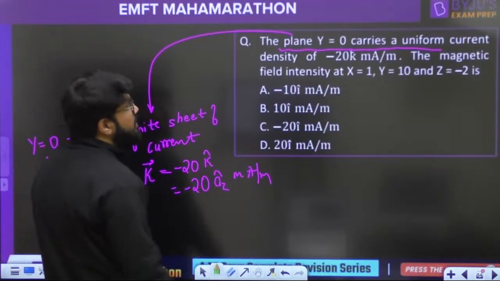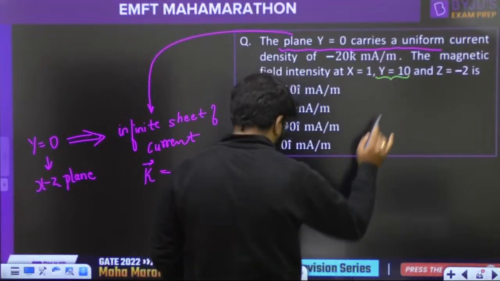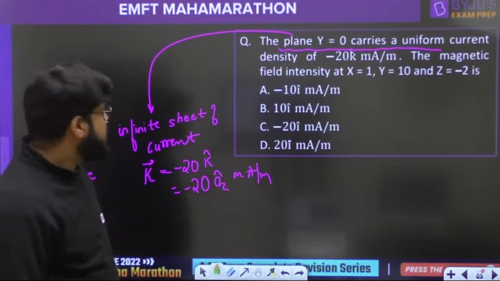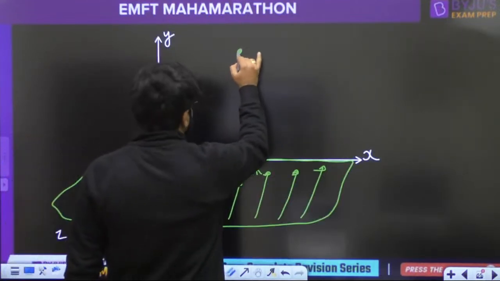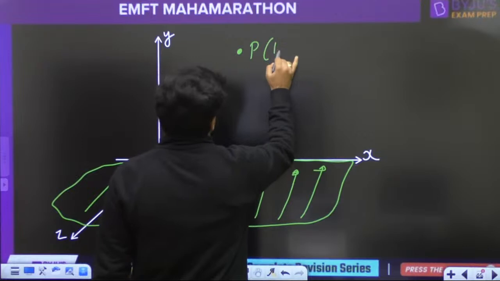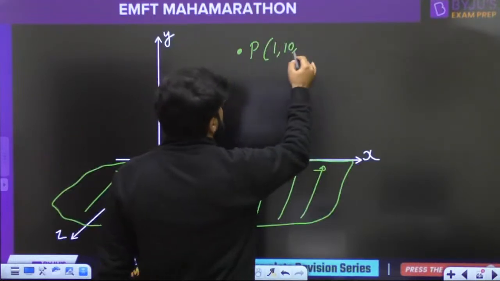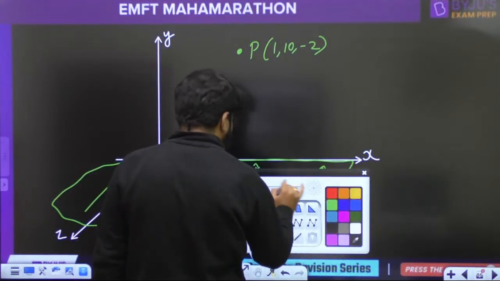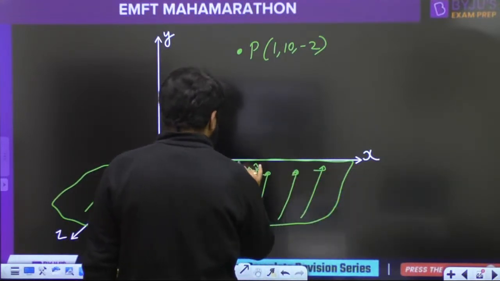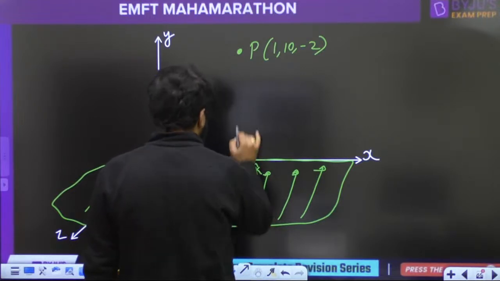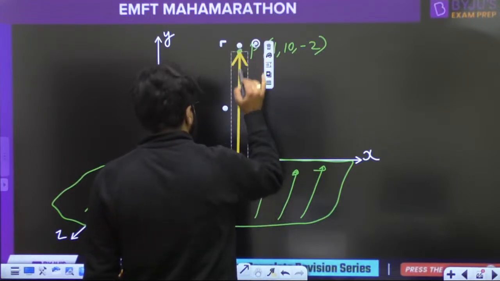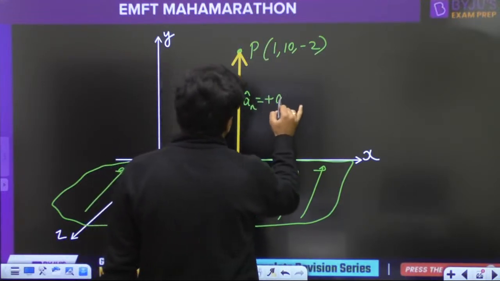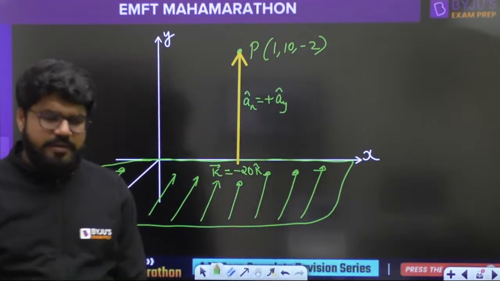Okay, what is the magnetic field at the point x equal to 1, y equal to 10? Look, with respect to the y axis the point is y equal to 10, positive y, right? Let's say randomly somewhere here, this is point P, (1, 10, minus 2). The y value is positive. We have to draw a unit vector normal to the sheet and towards the point of observation, because that is going to tell what is the an cap. An cap is in the plus y direction, right?